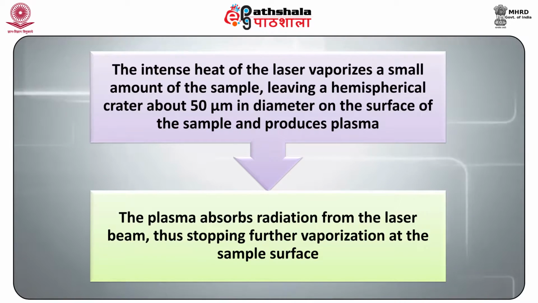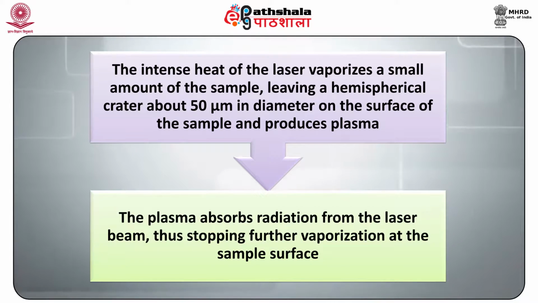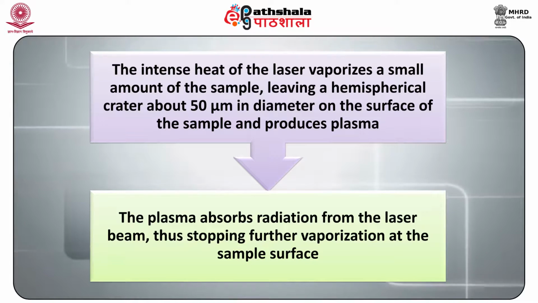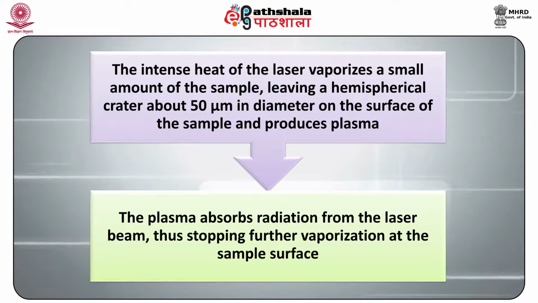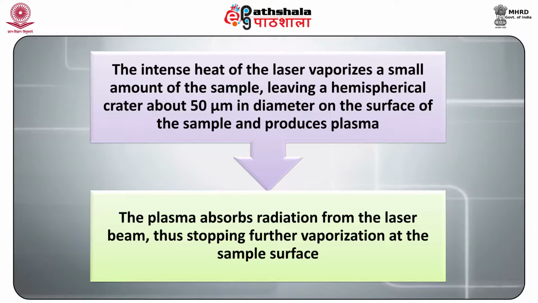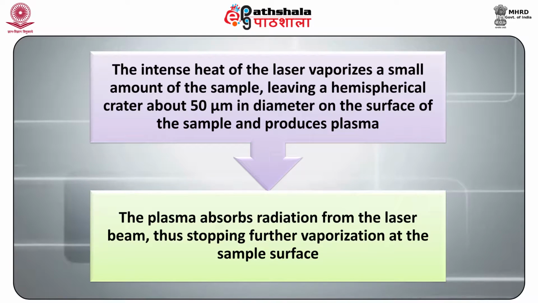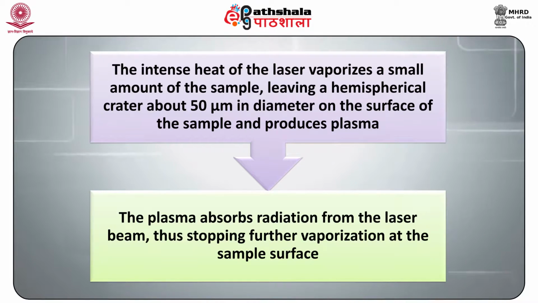The intense heat of the laser vaporizes a small amount of the sample, leaving a hemispherical crater about 50 micrometers in diameter on the surface of the sample and producing plasma. Once formed, the plasma absorbs radiation from the laser beams, thus stopping further vaporization of the sample surface.